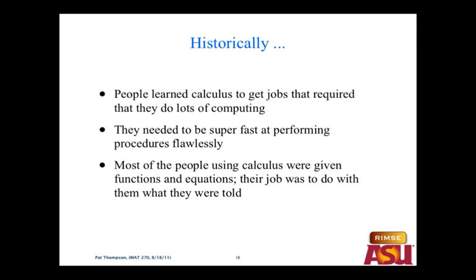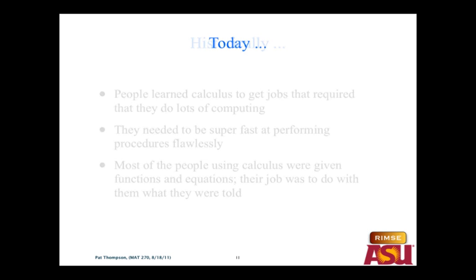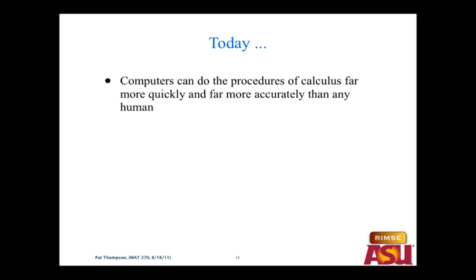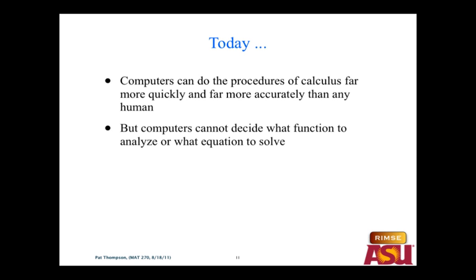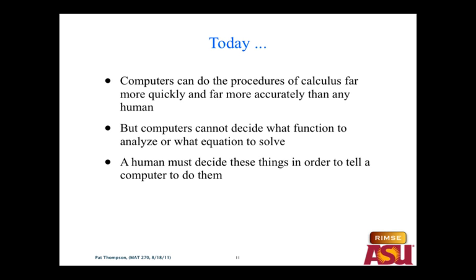They were given functions and equations. People's jobs were to do with them what they were told. But today, computers can do these procedures of calculus far more quickly, far more accurately than a human. But computers cannot decide what function to analyze or what equation to solve. A human must decide these things in order to tell the computer to do them.